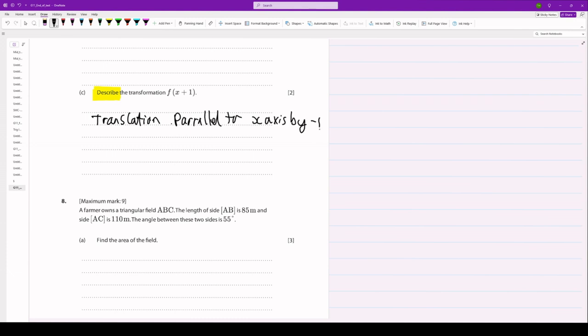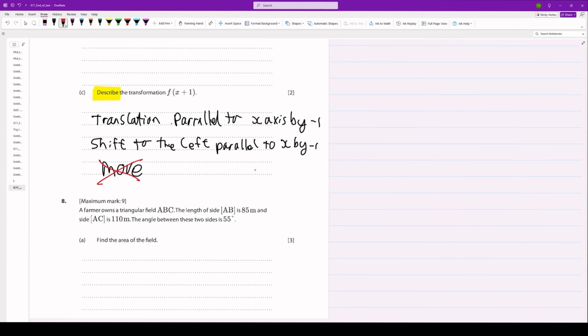by -1. Or you can say a shift to the left parallel to x by -1. This is also acceptable. I don't know why, but the word move is not acceptable in the mark scheme. I think that's because basically all of the transformations cause some kind of movement, so it doesn't really narrow it down.